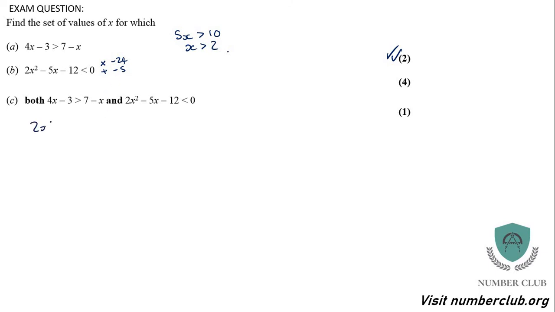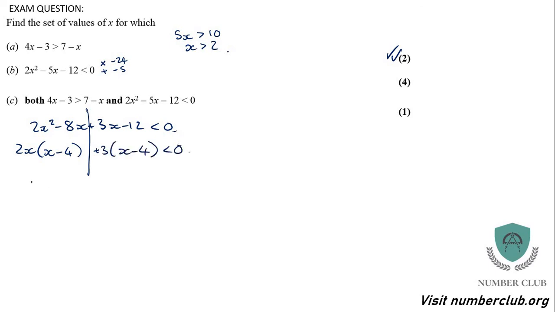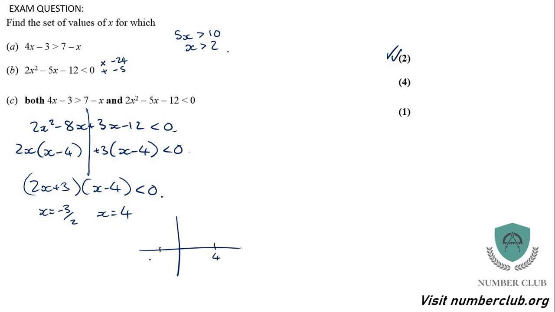So we'll get 2x squared minus 8x plus 3x minus 12, got to be less than 0. We're going to factorize on the left and on the right. So we'll get 2x lots of x minus 4 plus 3 lots of x minus 4, got to be less than 0. And so we'll get 2x plus 3 and x minus 4, got to be less than 0. So our critical values are x equals negative 3 over 2 and x equals 4. This is U-shaped, 4, negative 3 over 2. So we'll get something that looks a bit like that.